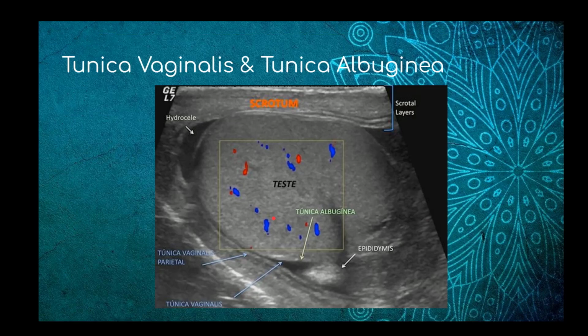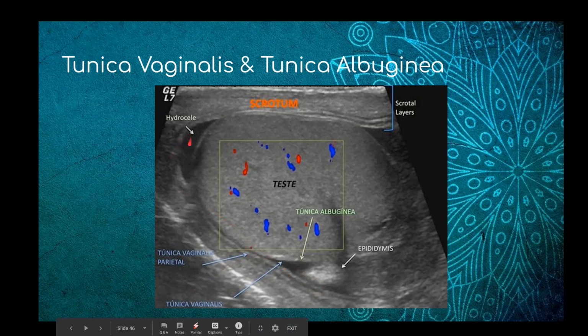The tunica vaginalis and the tunica albuginea, again, are just something that's in our pictures. It's not necessarily that we're going to stop and take a long tunica vaginalis picture, but they are in our pictures. So the tunica albuginea is the bright white line that comes around the testicle, surrounds the testicle entirely. And then we have the tunica vaginalis, which are these layers here.